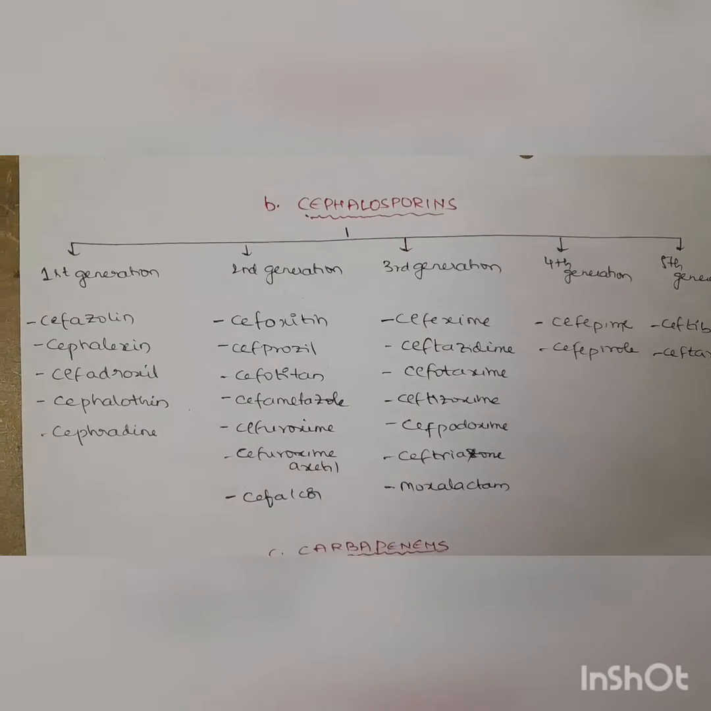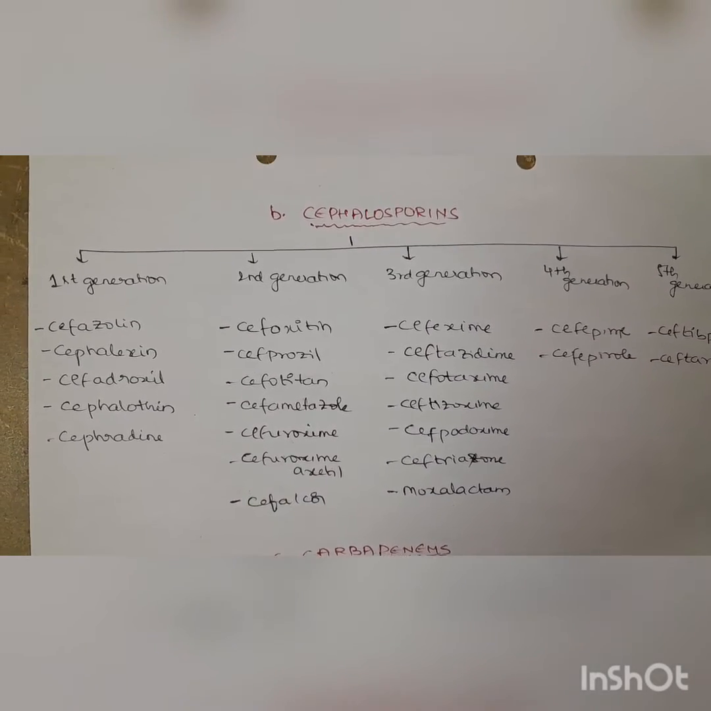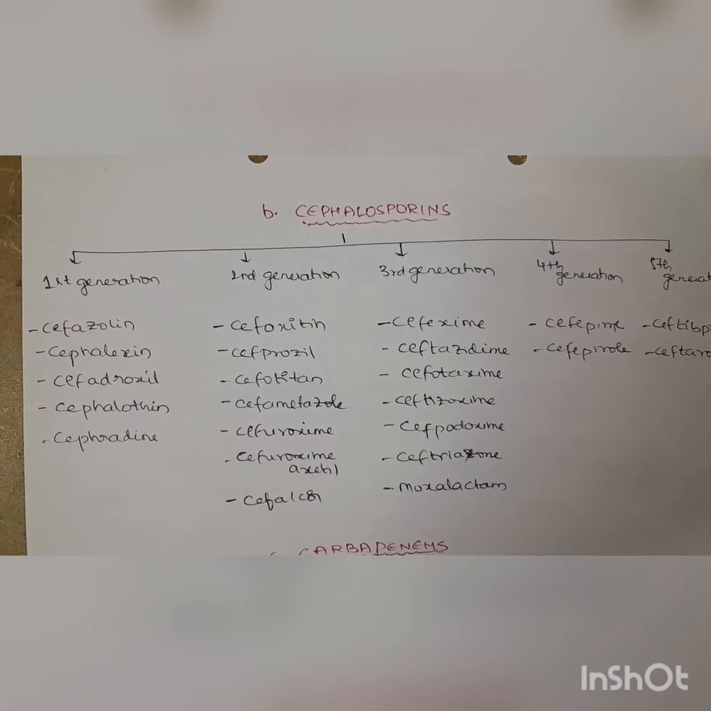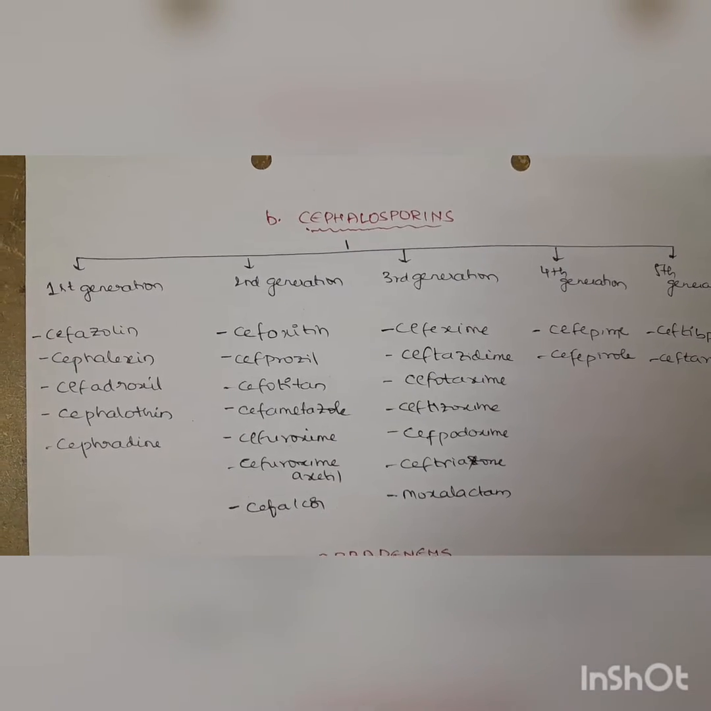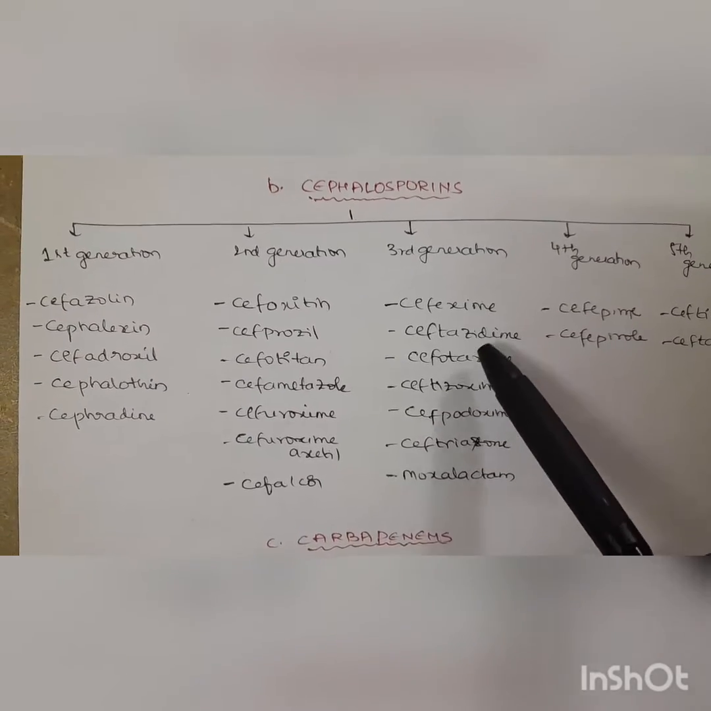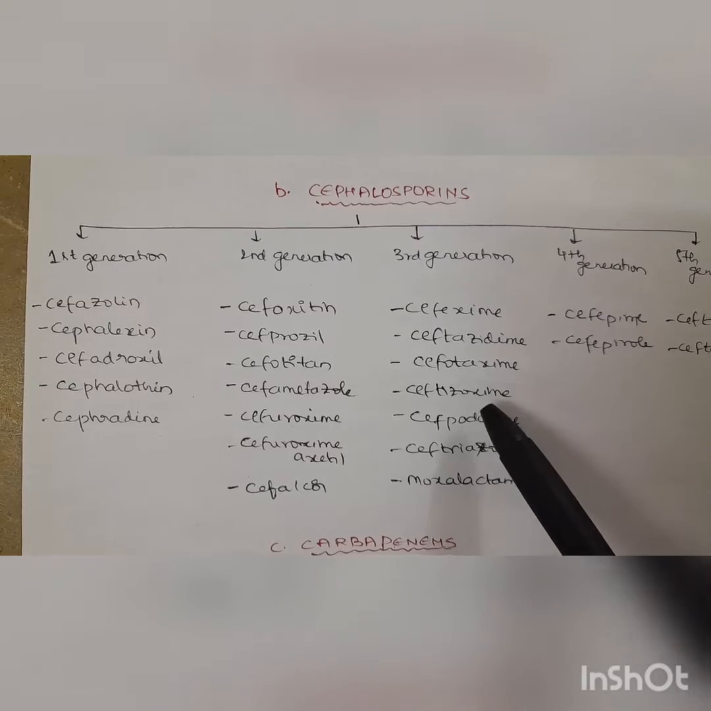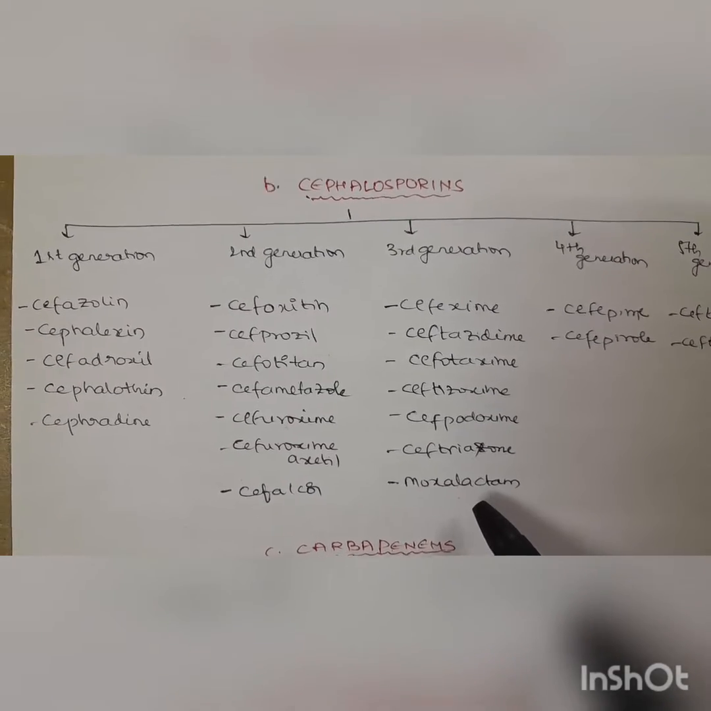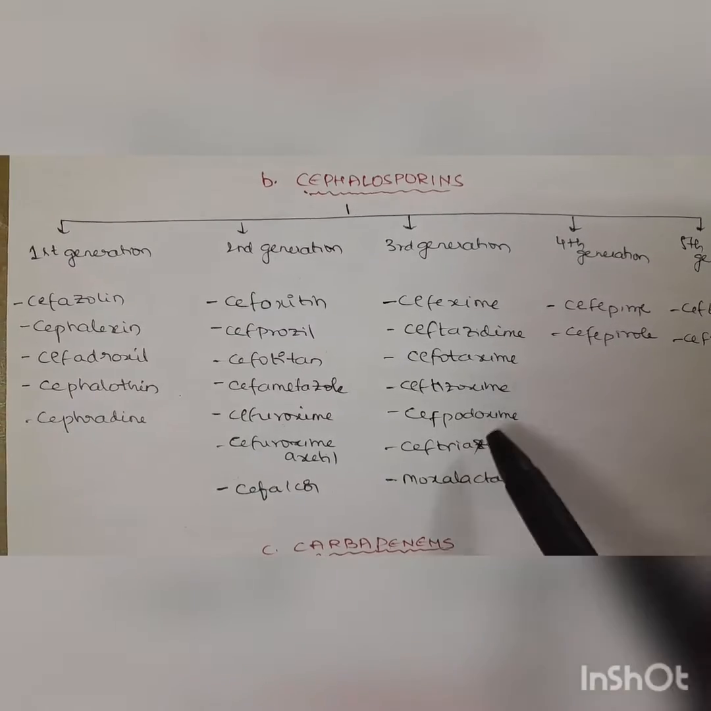Second generation: cefoxitin, cefprozil, cefotetan, cefamandole, cefuroxime, cefonicid, cefaclor. Third generation include cefixime, ceftazidime, cefotaxime, ceftizoxime, cefpodoxime, ceftriaxone, and moxalactam. They have "ime" commonly in the end.